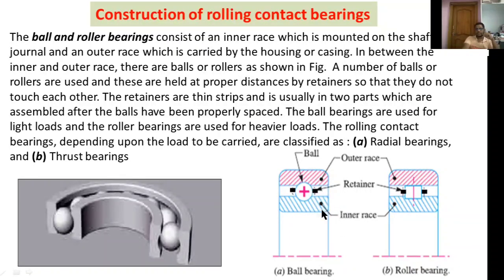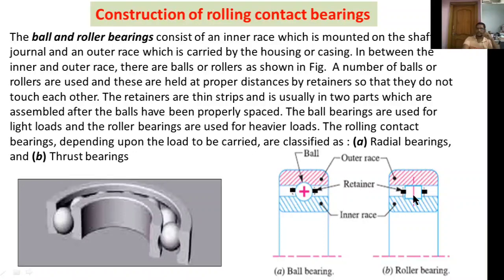The retainers are thin strips, usually in two parts, which are assembled after the balls have been properly spaced. Ball bearings are used for light loads, and roller bearings are used for heavier loads, because the rolling contact area of balls is very small as compared to the contact area of rollers. Roller bearings have a high contact area.